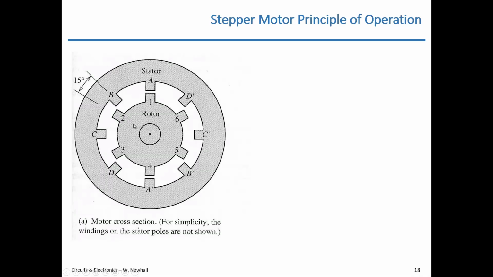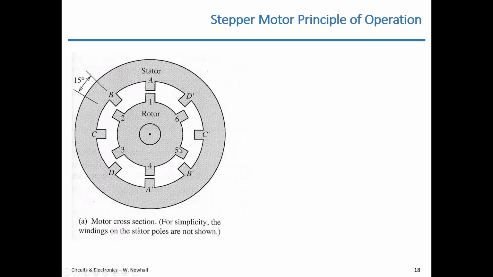So the way this works out is that if you energize A and A prime, this rotor is going to tend to want to stay where it is. It wants to minimize the gap where this magnetic field is created between A and 1 and 4 and A prime. That's where it's going to stay. If you energize next B and B prime, creating a magnetic field between B and B prime, this rotor is going to rotate so 2 aligns with B and 5 aligns with B prime.